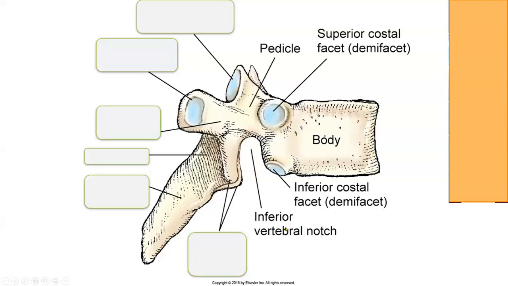The intervertebral notch with the one vertebra above and below, when they come together, they make a circle. And that is seen on a lateral, while on a cervical, it's seen on the oblique. Okay, that makes sense now.